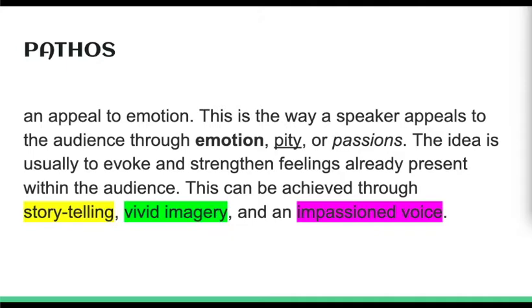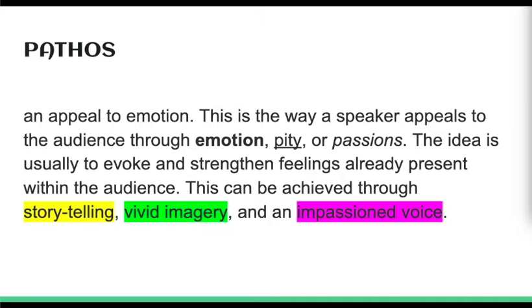You're trying to kind of break down those emotional walls between yourself and the audience in order to get them to really come along with you in that argument and hopefully land on your side. So the idea of pathos is usually to evoke and strengthen feelings already present within the audience. This can be achieved through storytelling, vivid imagery, and an impassioned voice.